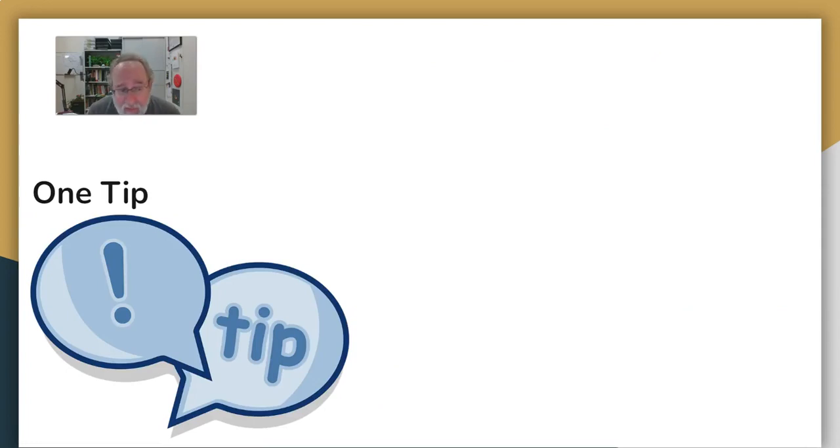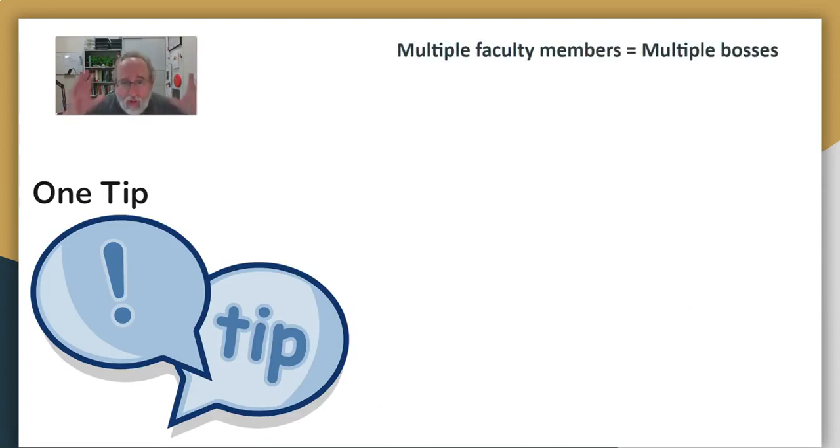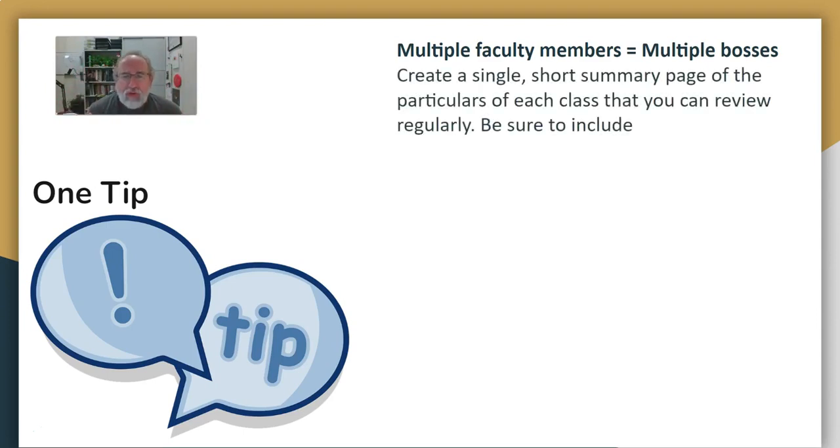So one tip I want you to take away from all this is remember you have multiple faculty members, you have multiple bosses. Sometimes it's very hard to keep all this stuff straight. If you're taking 4 classes, that means you have 4 bosses. And if you're working, you have 5, and you might have other responsibilities. So I really recommend students create a short summary page of the particulars of each class and review it regularly. Put all your classes on 1 page, with some summary information. Here are some things to include.